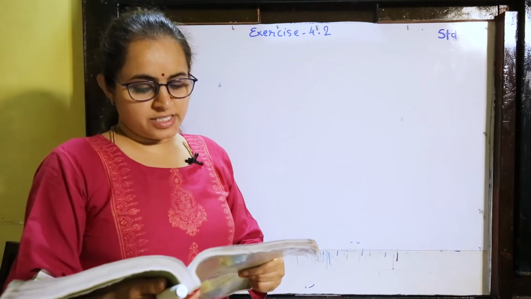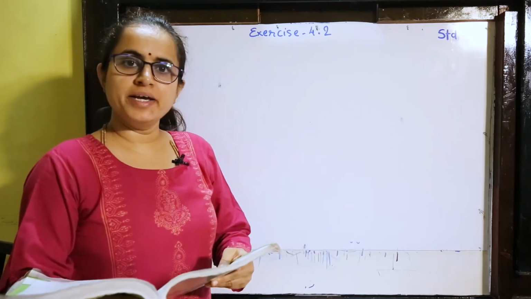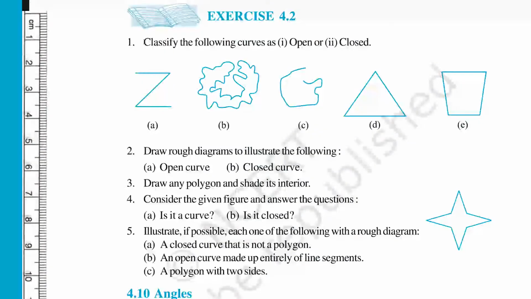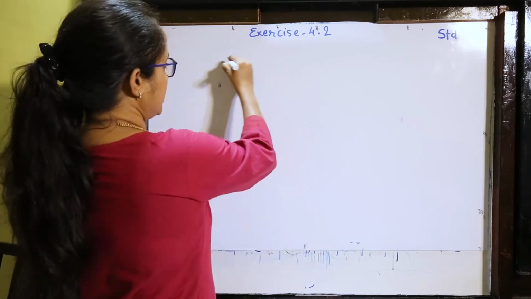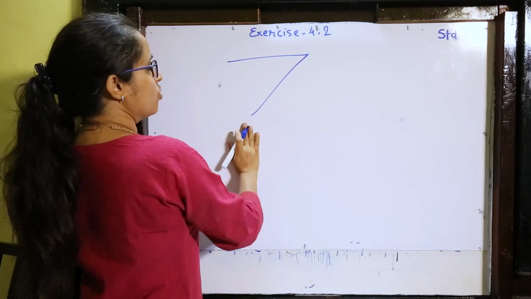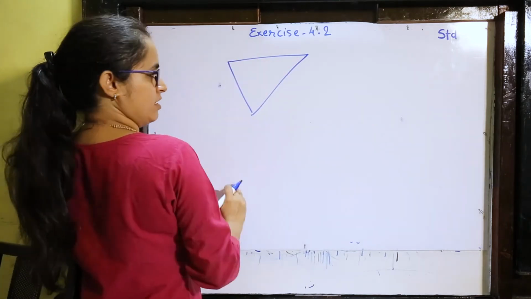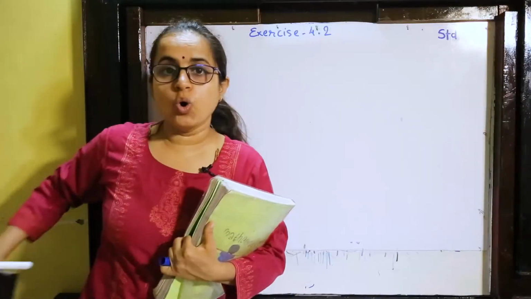Now we move on to exercise 4.2. In that, question number 1 we have to do in the textbook itself. So we'll see first question number 1: classify the following curves as open or closed. Now I have explained simply that an open curve is one whose ends do not meet. So here, if you see this, this is called an open curve because it is not joining. Open curves are not joining or closed.